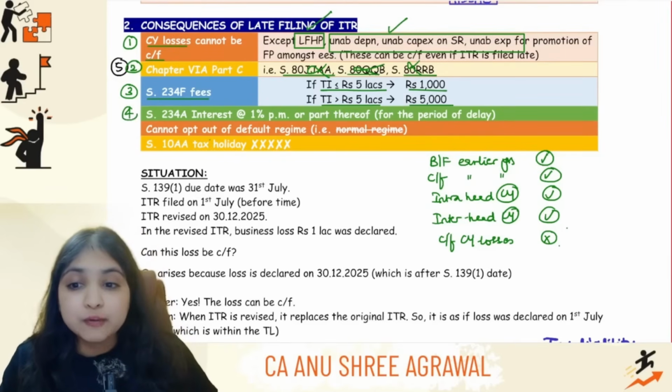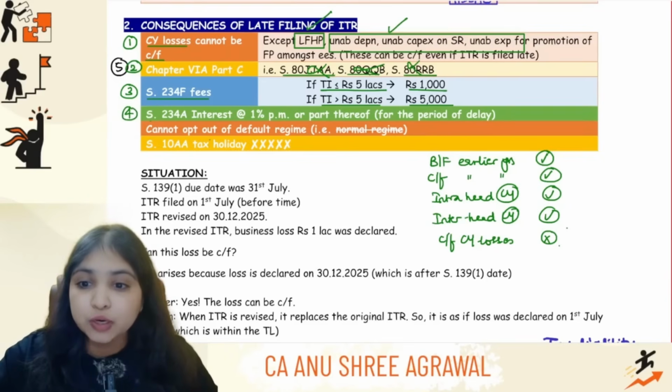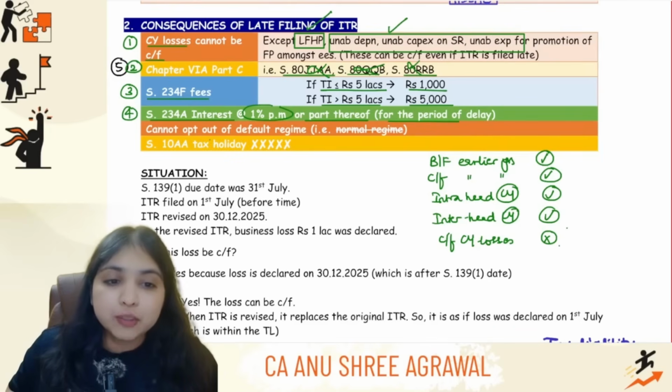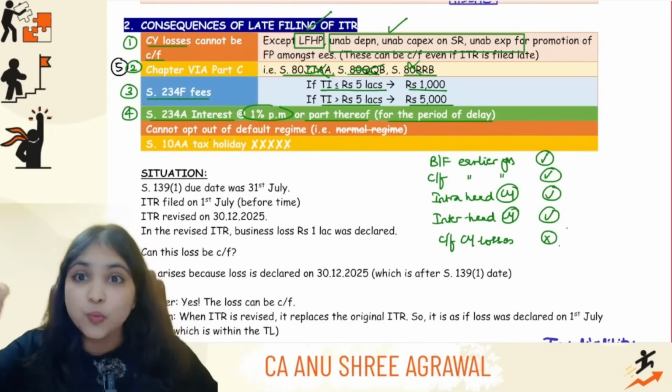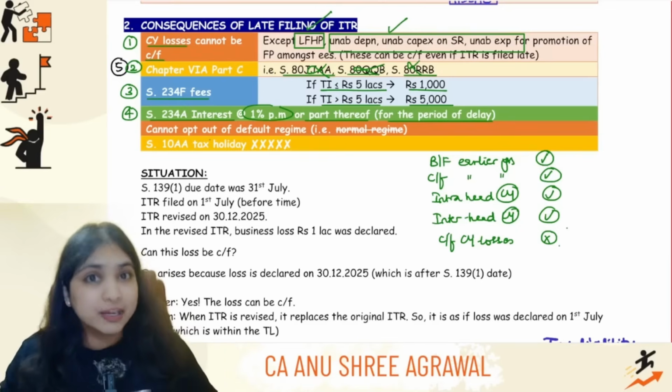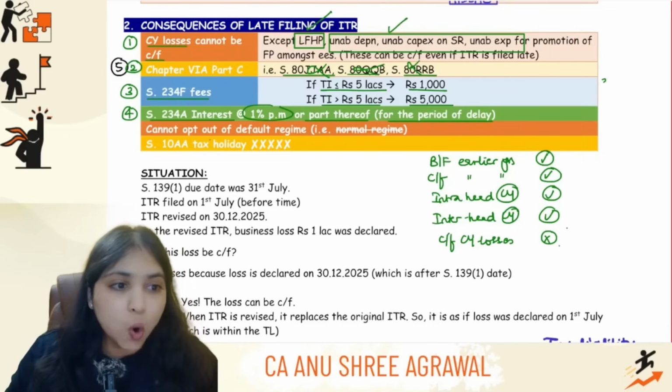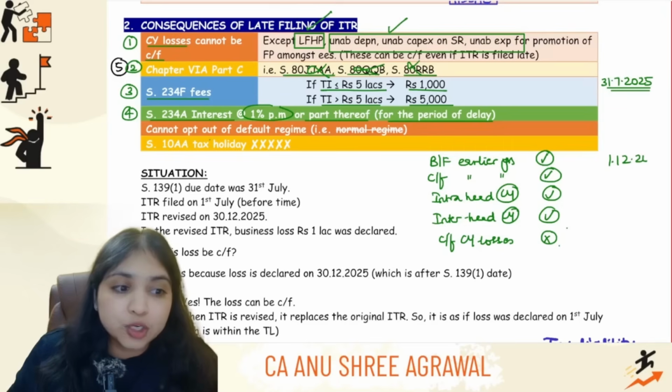Then point number 4, if you file your ITR late, you will also have to pay 234A interest at the rate of 1% per month or part thereof for the period of the delay. 234A interest, 1% per month or part thereof. Like for example, let's say you were supposed to file the ITR on 31st July 2025. This was your due date to file the ITR. But you filed the ITR on 1st December 2025.